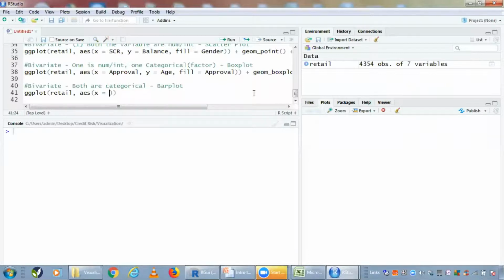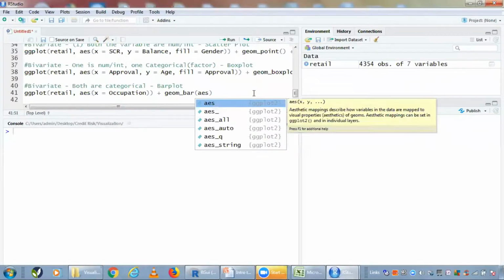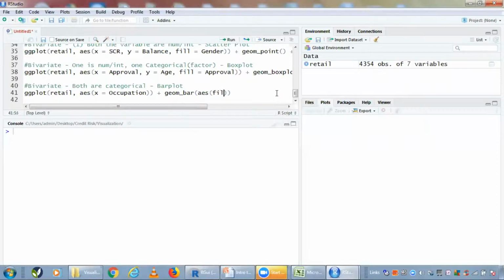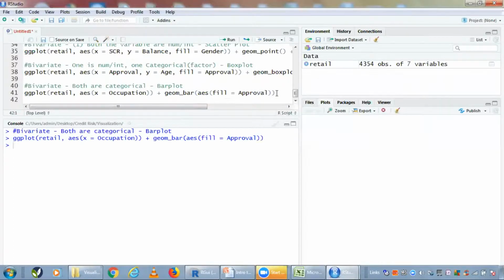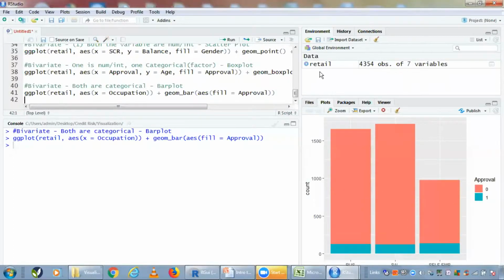Let's say aesthetics. I'm going to use x-axis to show occupation, and I'll leave it here. I want to use a bar plot, so I'm going to use geom bar, and I'm going to define the y aesthetic here. Here we will put y-axis as a fill. And let's say if I run this, what is it that we get as an output? So I get a plot like this, but maybe this is not the best way to look at it.